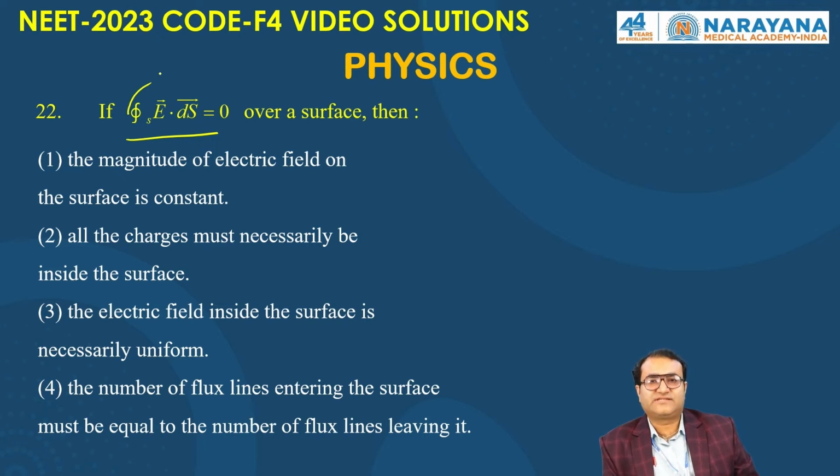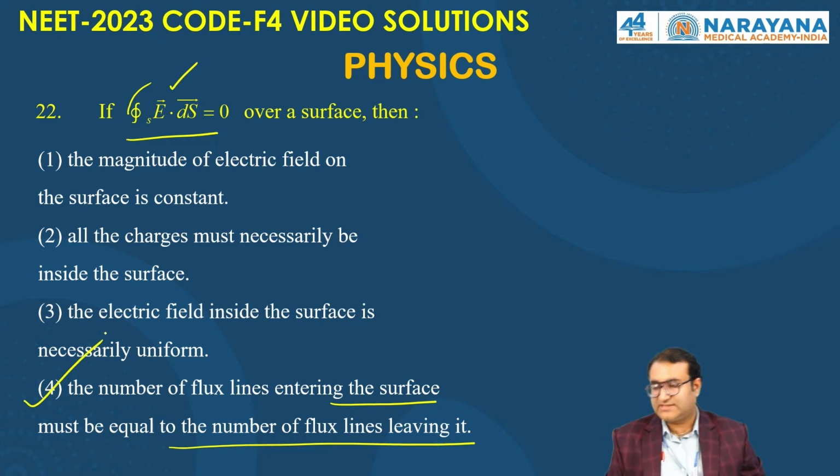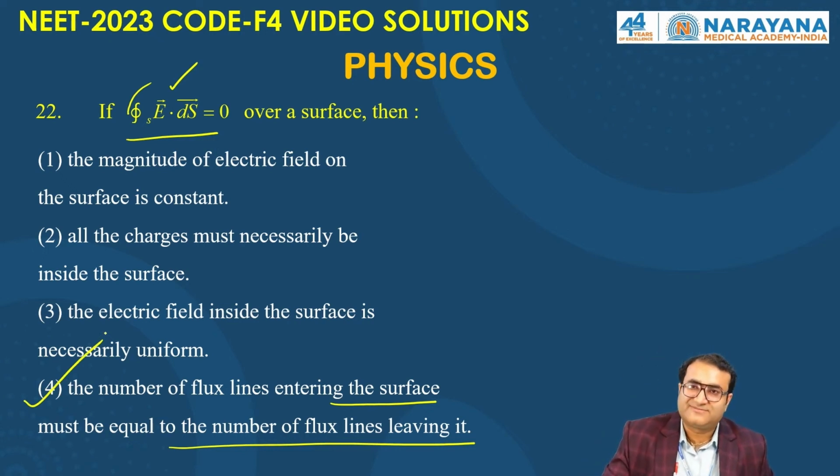All charges must lie inside the surface. No. The electric field inside the surface is necessarily uniform. We can't say like that. It is the electric flux. Electric flux is 0. This means that net incoming flux is equal to net outgoing flux. So the number of flux lines entering the surface must be equal to the number of flux lines leaving the surface. Fourth option is correct. Let me move to the next question now.